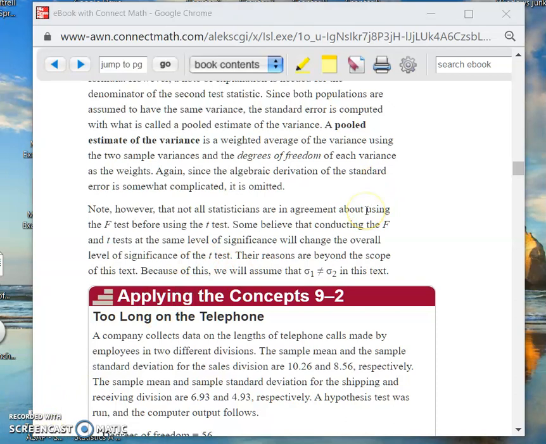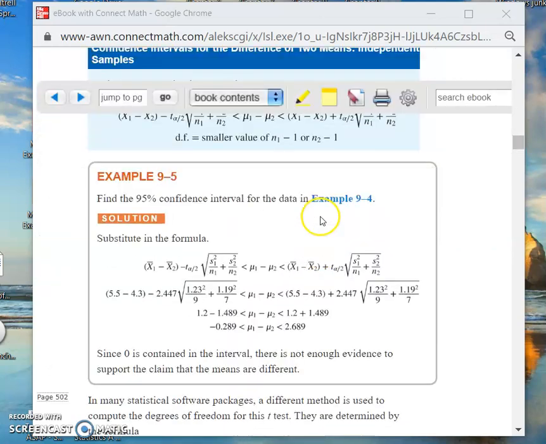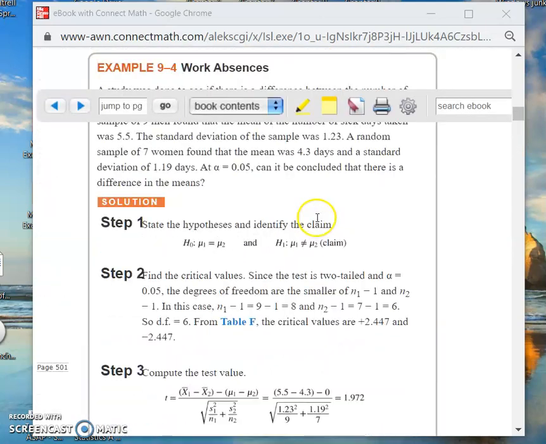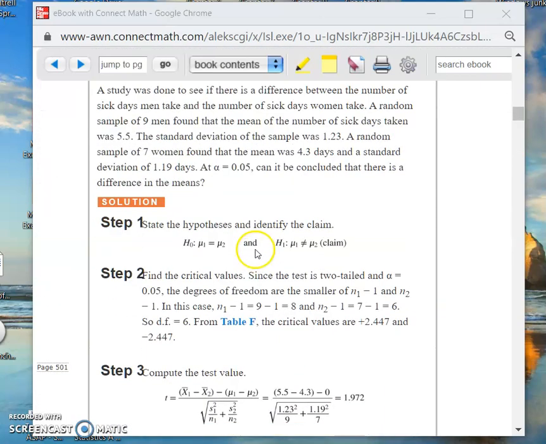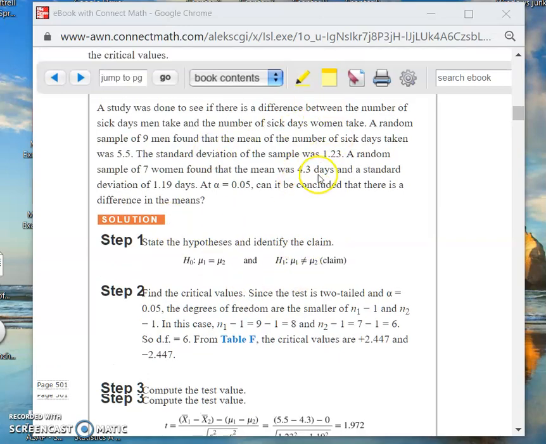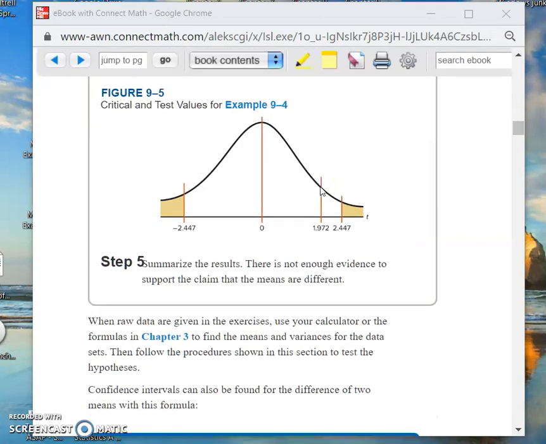This section, section 9-2, is the t-test for when you have independent samples. And you can see why this is independent, right? Because men and women, I mean, they're independent, right? If a man calls in sick, unless he's married to a woman and she calls in sick at the same time, I mean, they're totally independent, right? So you can see why this example is an independent example, okay?